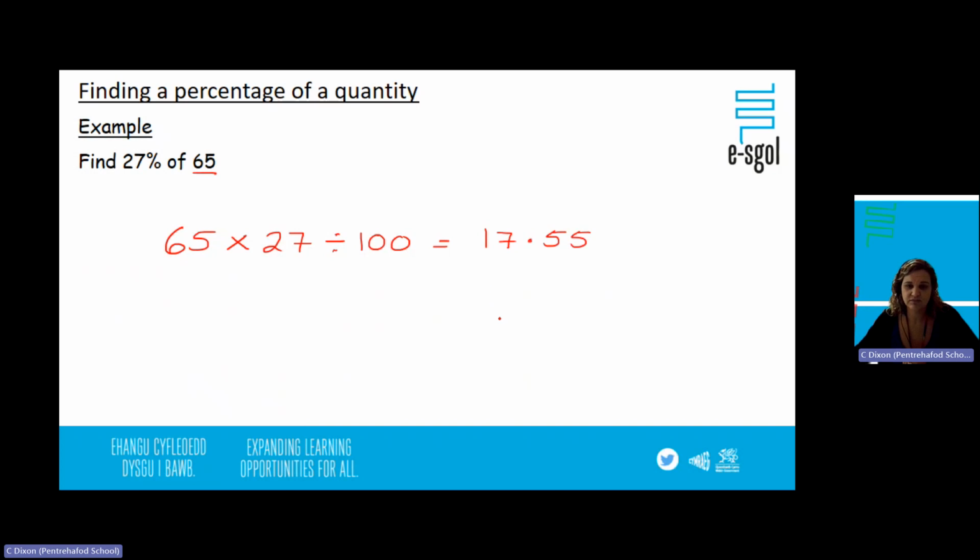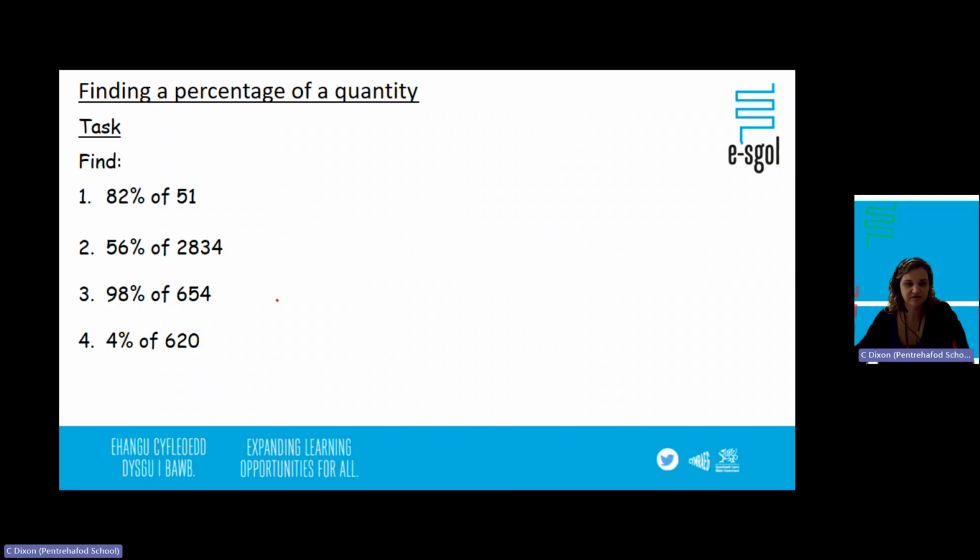17.55. Now just remember that if you've got the scientific calculators, sometimes you've got to press that SD button just above the AC so that you can convert that into a decimal. Sometimes it'll give you the fraction answer first, so make sure you are confident with your calculator work to convert between them. You don't want to be stressing in the exams, do you? So your first task, it should be a really, really quick task. Pause the video and have a go at those 4 questions for me.